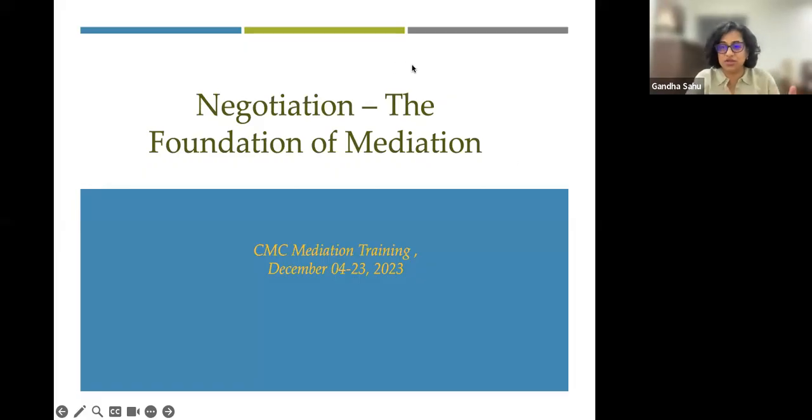So negotiation here in mediation is slightly different from the negotiation that we talk about in terms of us negotiating with somebody else. Two parties negotiating is one part. In mediation, it's a facilitated negotiation. So the mediator helps parties talk to each other. Next slide.